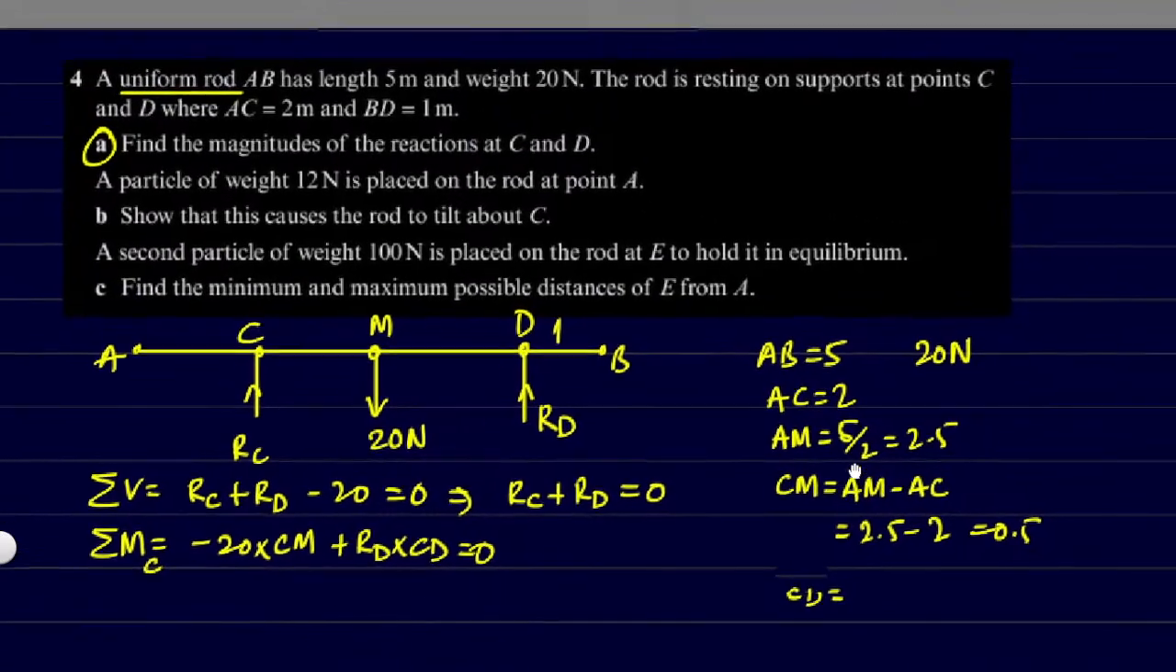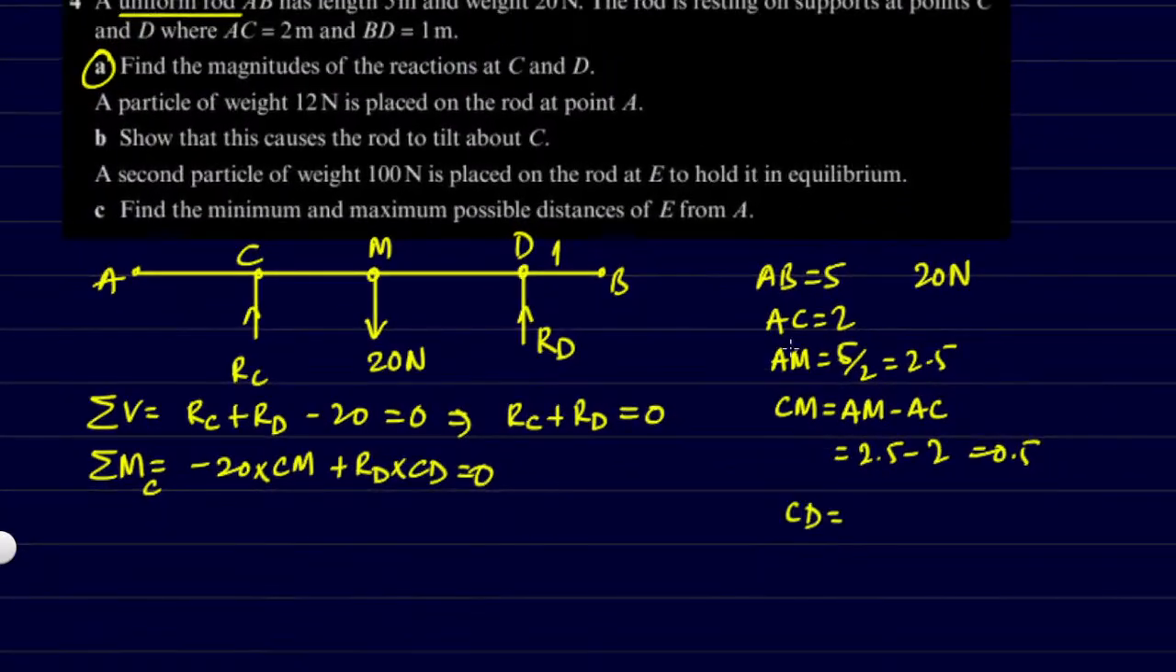CD, C to D. So we know AC and DB, no? Yes. So AB minus AC minus DB. AB is 5 minus AC is 2 minus BD is 1. So 5 minus 3, is 2. So CD value is 2.